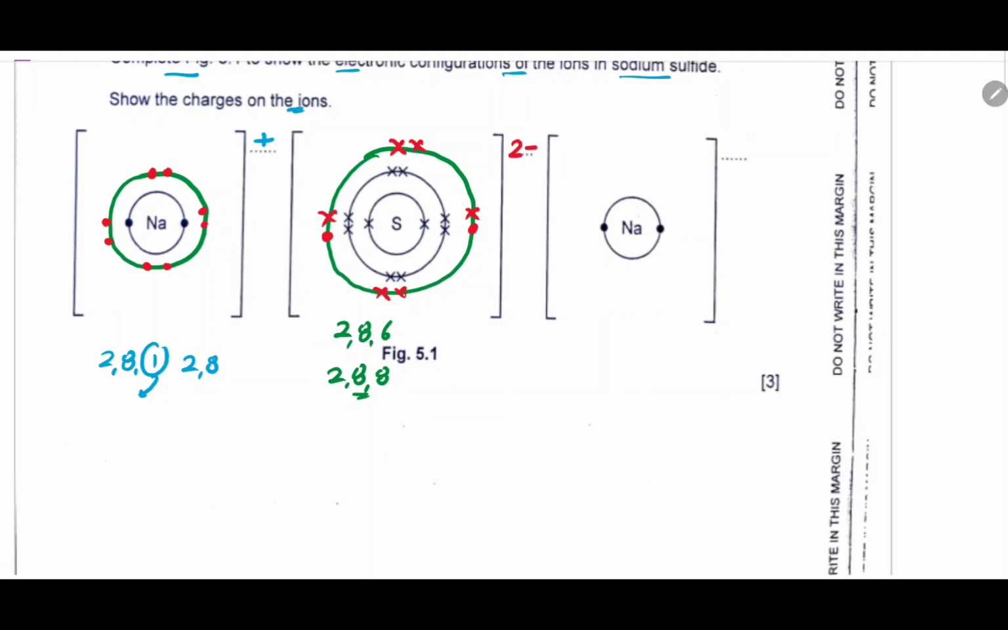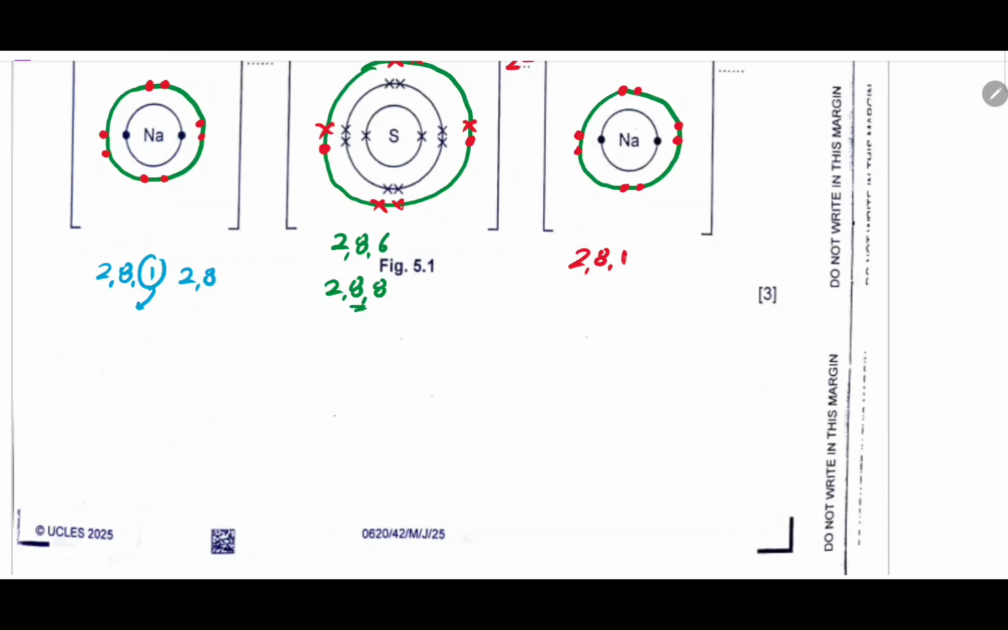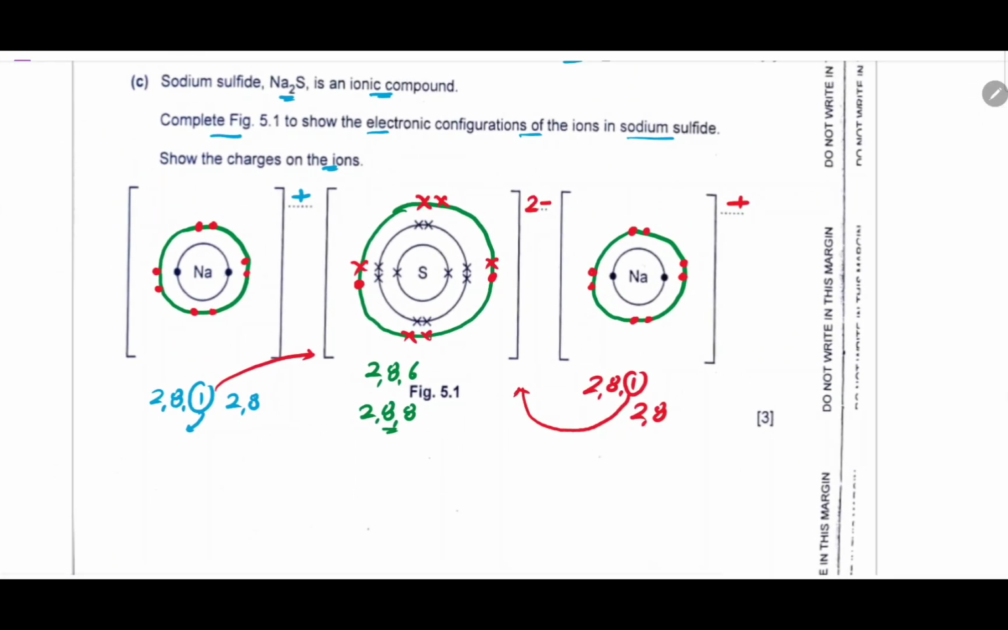Okay, and again the same, sodium will have 8 electrons in the outermost shell. These are 2, 8. Earlier it was 2, 8, 1, and 1 is given to sulfur. Therefore, the configuration is 2, 8 and the charge again +1. This will be the structure for C.